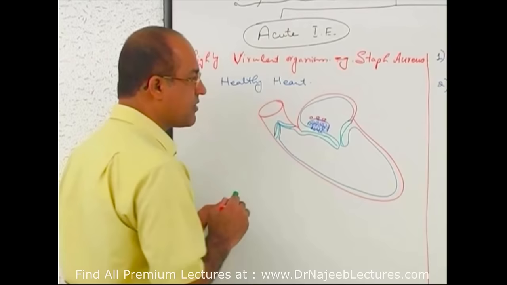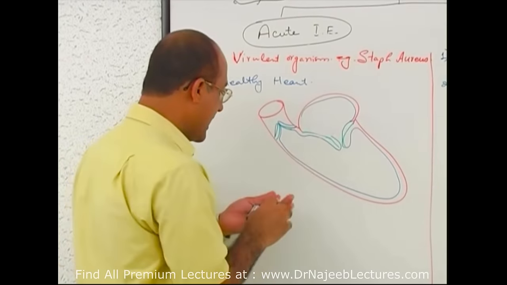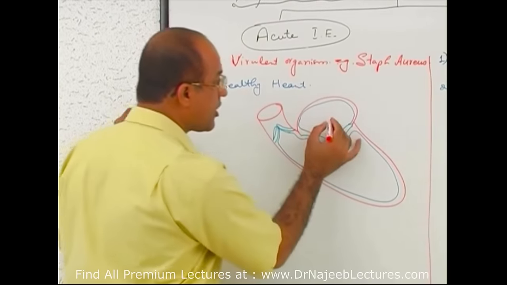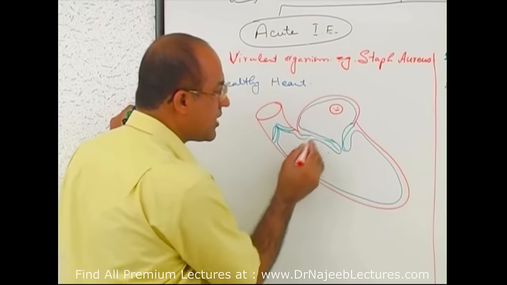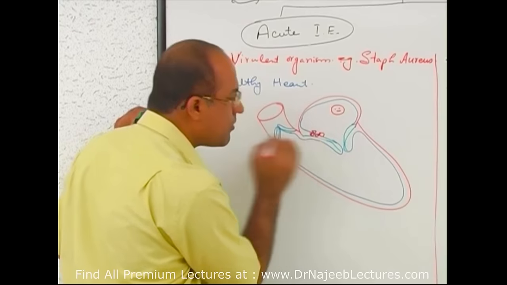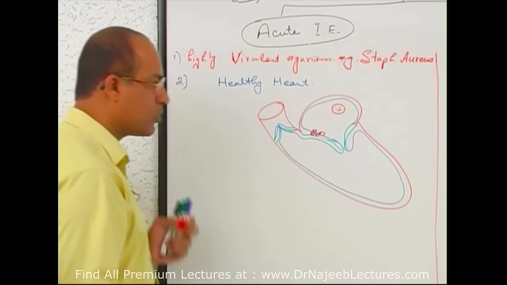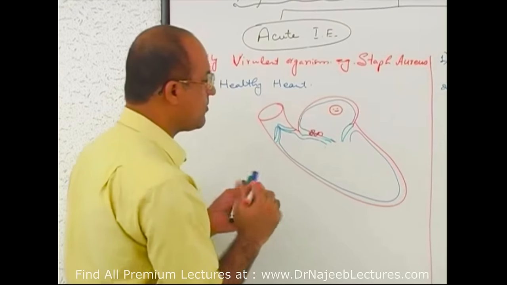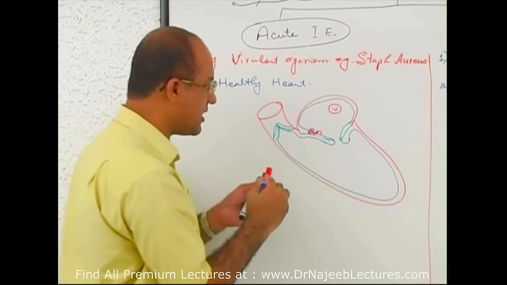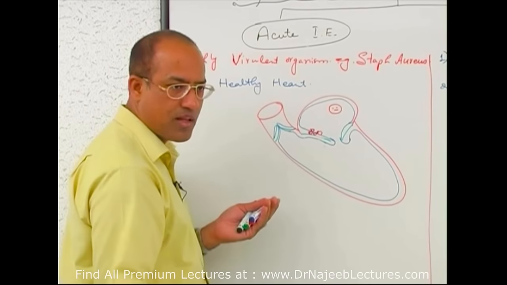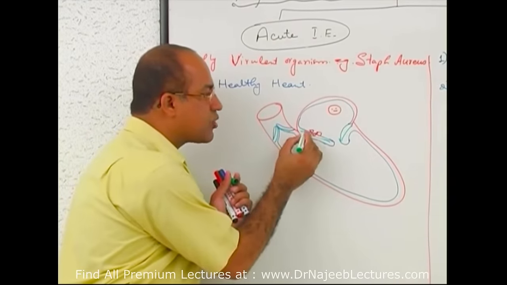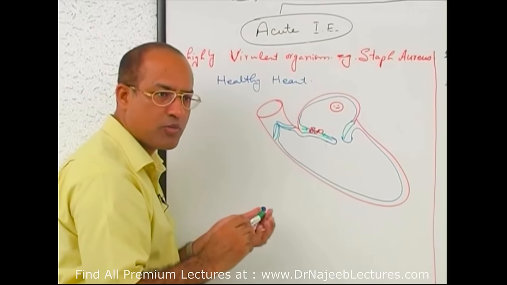But in case of acute infective endocarditis, the situation is different. As I told you, in acute infective endocarditis, the organism is highly virulent. And because the organism is highly virulent, it will stick even to a healthy valvular structure and multiply there. Let's suppose it is Staphylococcus aureus. When it multiplies within the endocardium, it will heavily damage the endocardium. And when it damages the endocardium, inflammatory reaction will occur, and a lot of white blood cells will enter the area of bacterial accumulation.